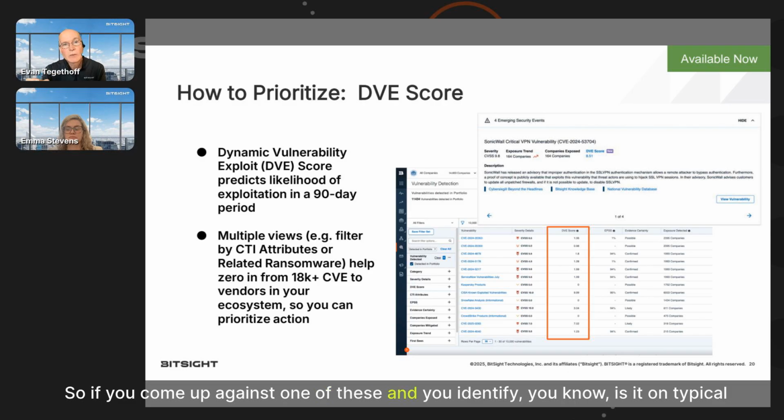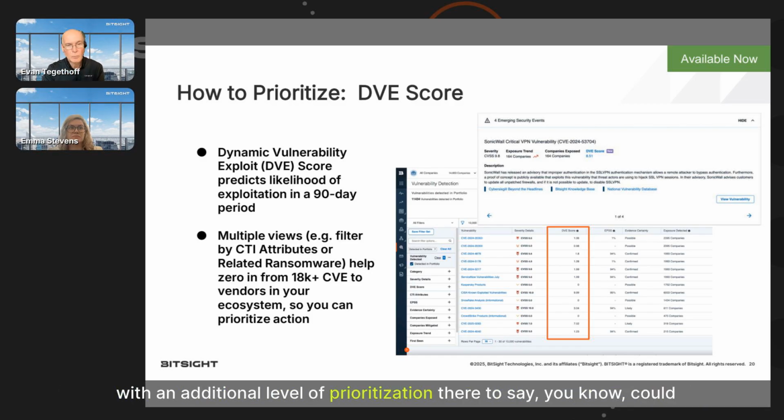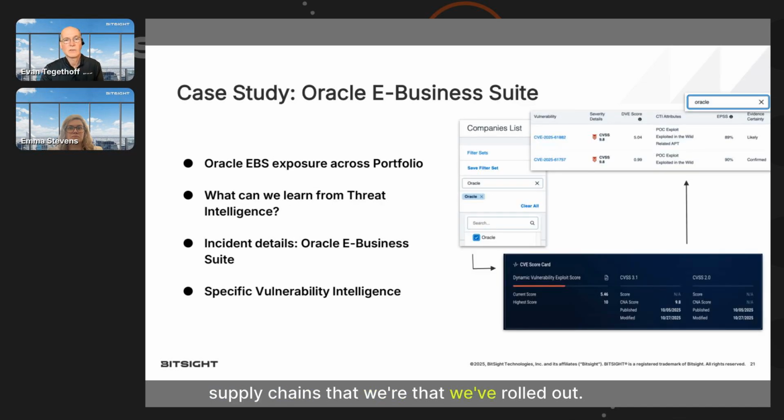So if you come up against one of these and you identify, is it on typical lists like the CISA-KEV list, and then you want more prioritization, our platform helps with an additional level of prioritization there to say, could one vulnerability be more exploitable, essentially, or likely to be exploited than another. So that's another part of this dark web for supply chains that we've rolled out.